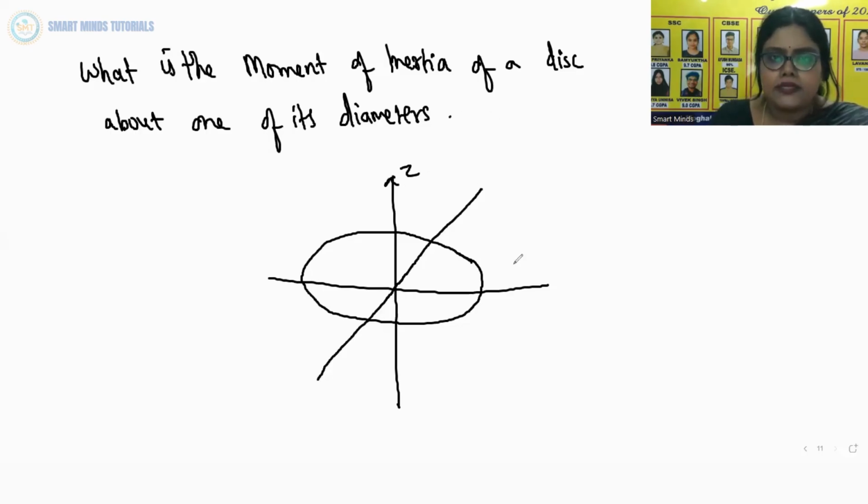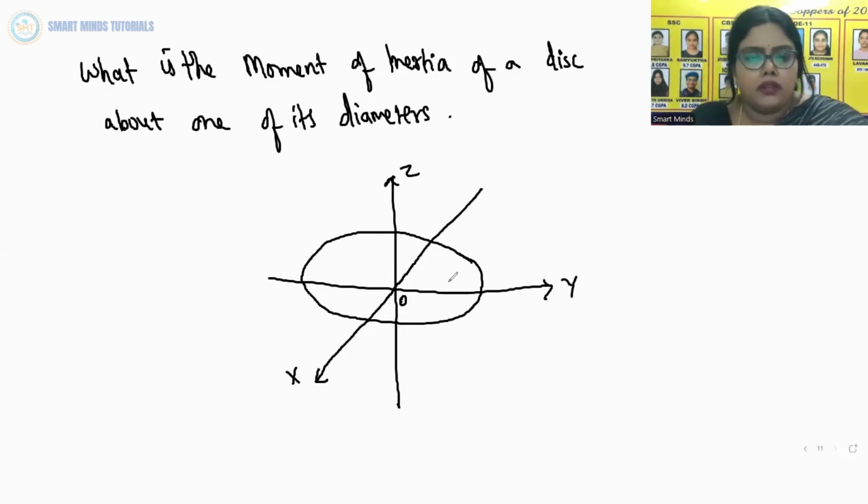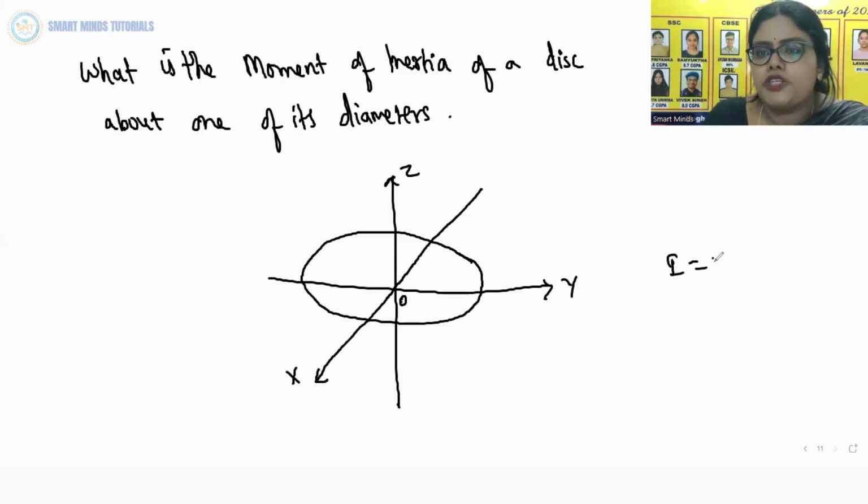So this is the z-axis, this is the y-axis, this is the origin, and this is the x-axis. This is the moment of inertia of a disk about a diameter, given its moment of inertia about the perpendicular axis through the center. So what is the moment of inertia of a disk about one of its diameters? We assume the moment of inertia of the disk about an axis perpendicular to it and through its center to be known. It is MR square by 2, where M is the mass of the disk and R is the radius.